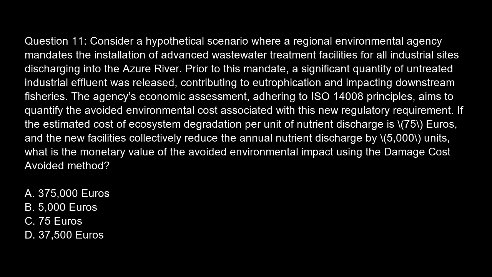Prior to this mandate, a significant quantity of untreated industrial effluent was released, contributing to eutrophication and impacting downstream fisheries. The agency's economic assessment, adhering to ISO 14008 principles, aims to quantify the avoided environmental cost associated with this new regulatory requirement. If the estimated cost of ecosystem degradation per unit of nutrient discharge is 75 euros, and the new facilities collectively reduce the annual nutrient discharge by 5,000 units, what is the monetary value of the avoided environmental impact using the damage cost avoided method?